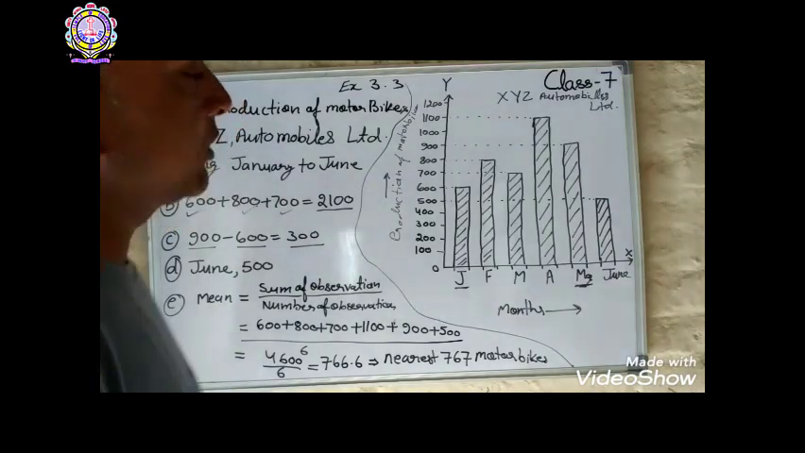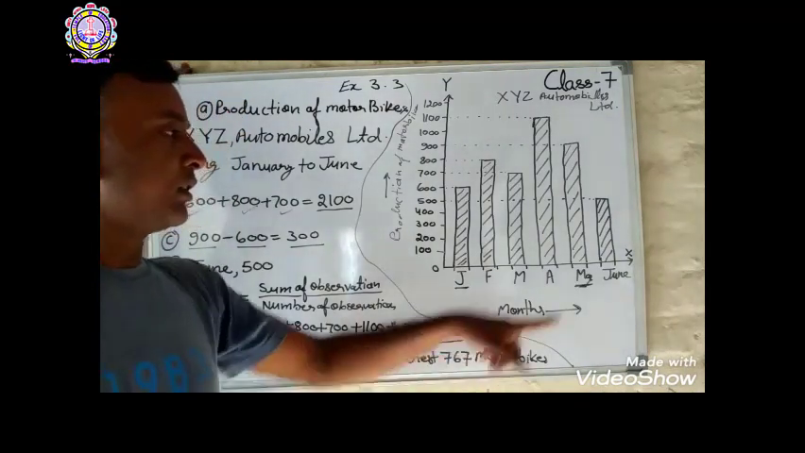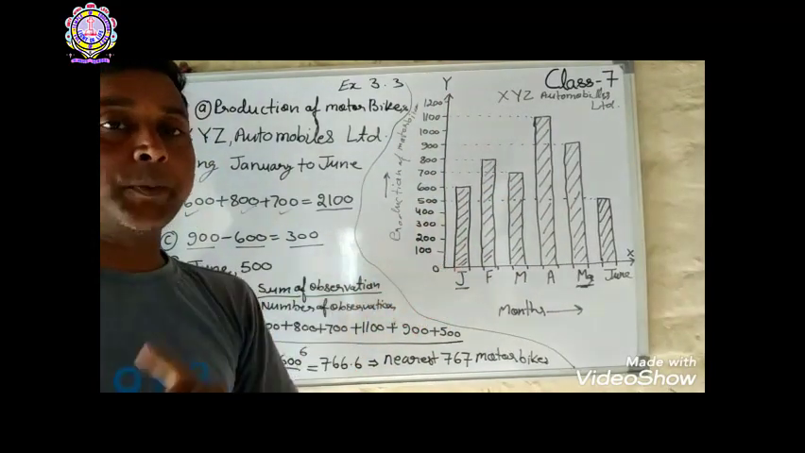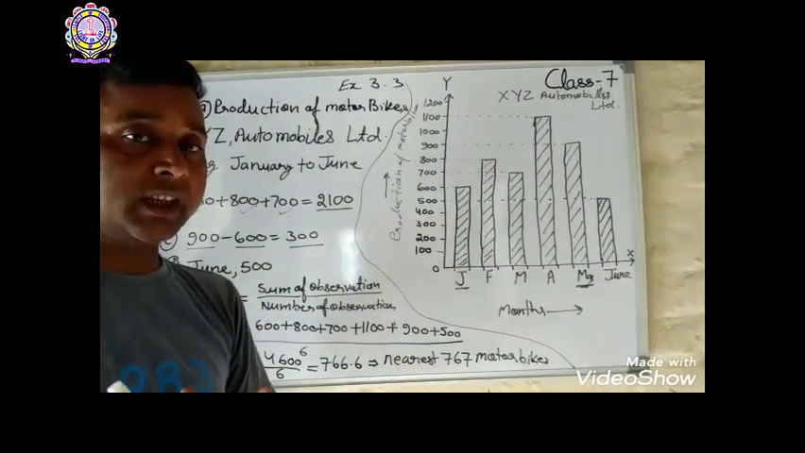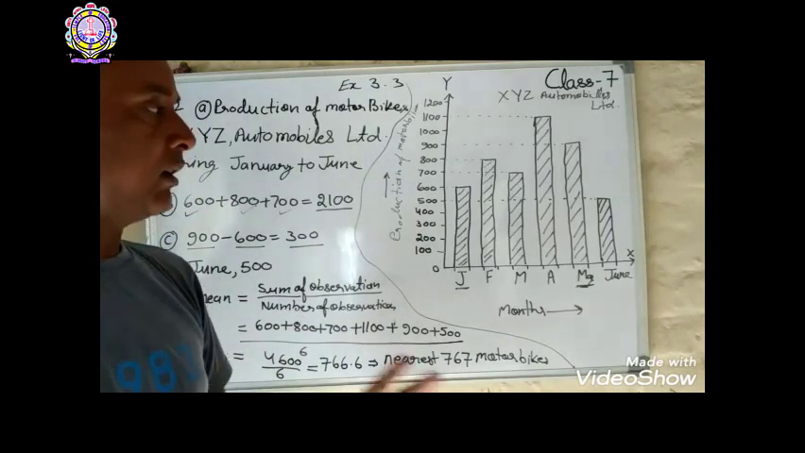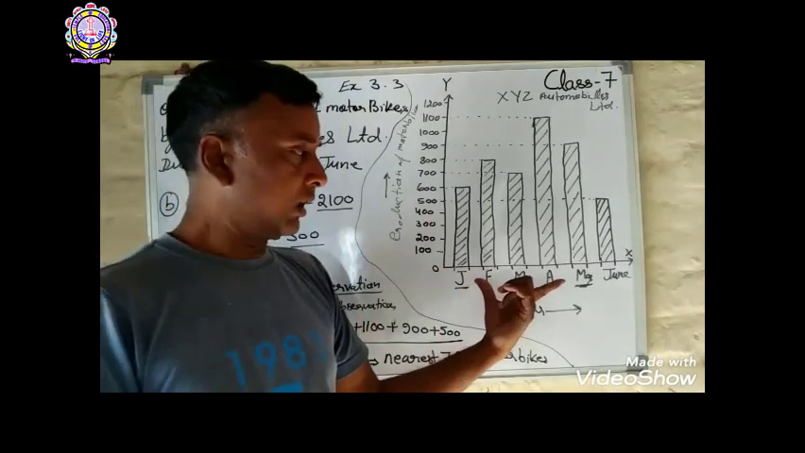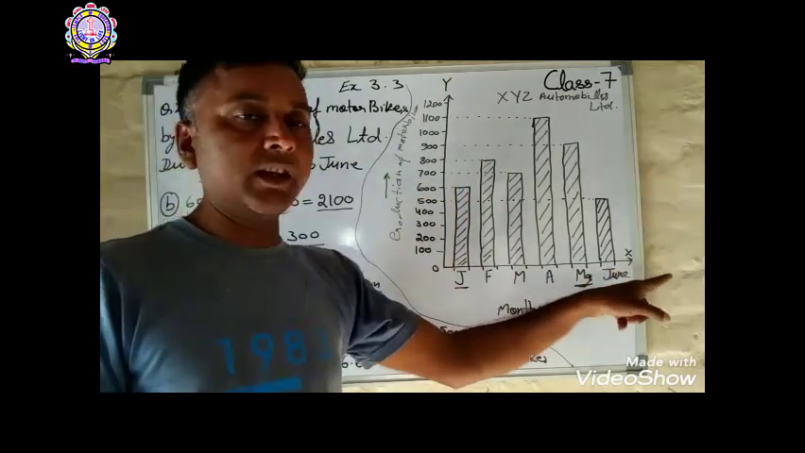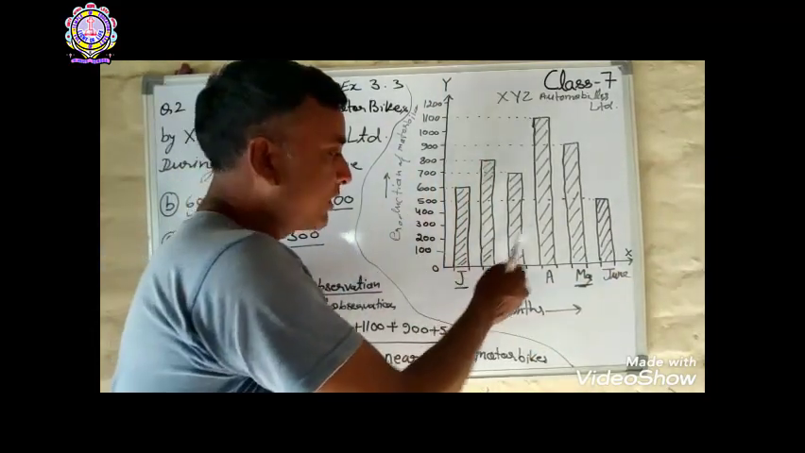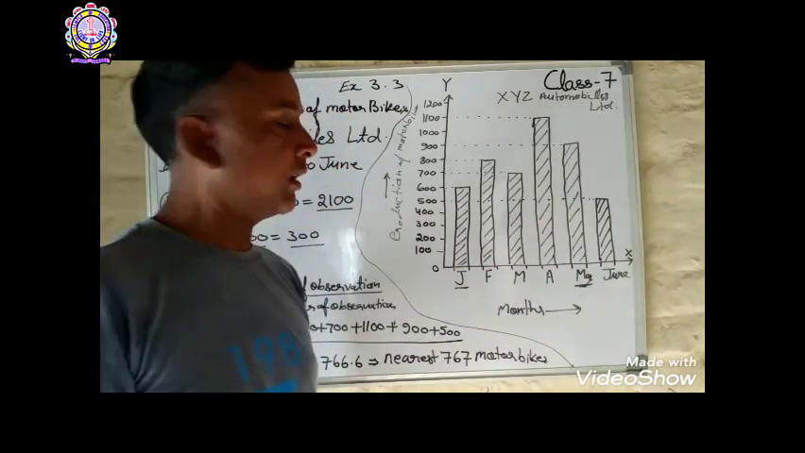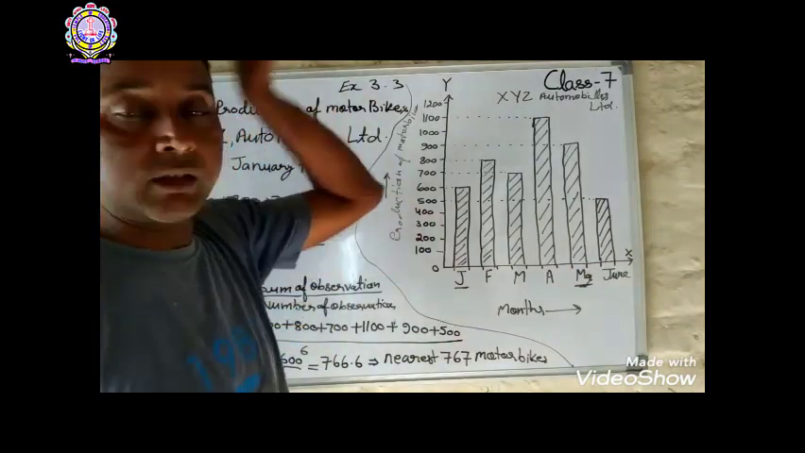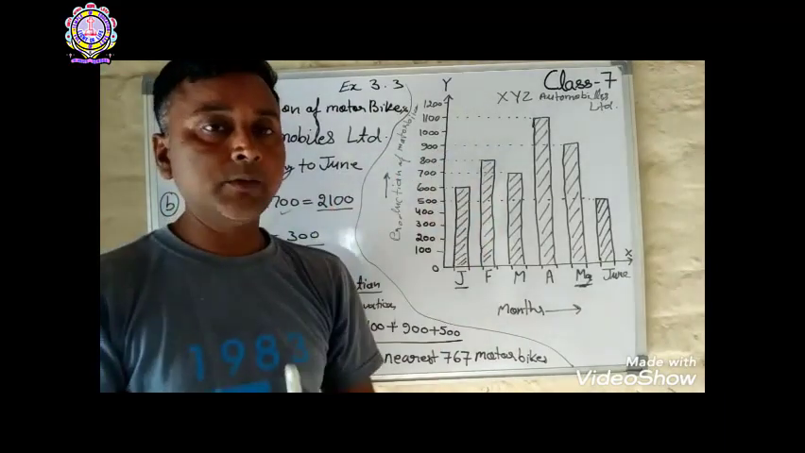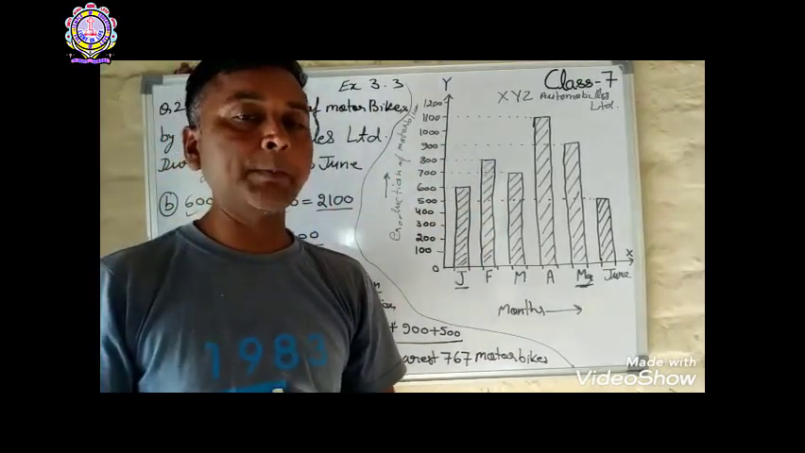And one important thing also, these graphs should be done in graph copy. If graph copy is not there, then you make one vertical line, one horizontal line and mark 1 centimeter here and 1 centimeter on the vertical. And then draw the graph with the help of pencil. Don't use the pen.